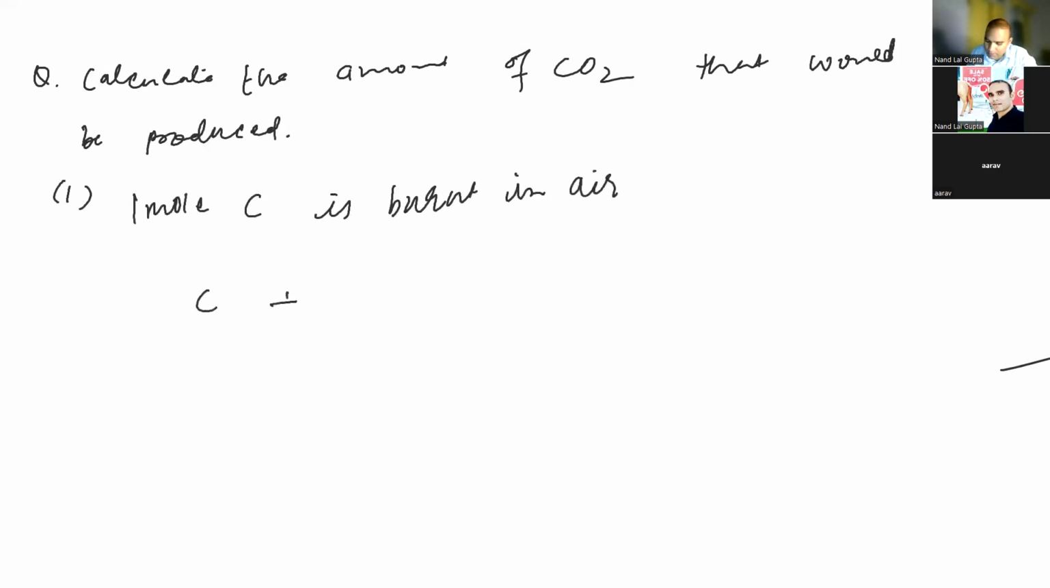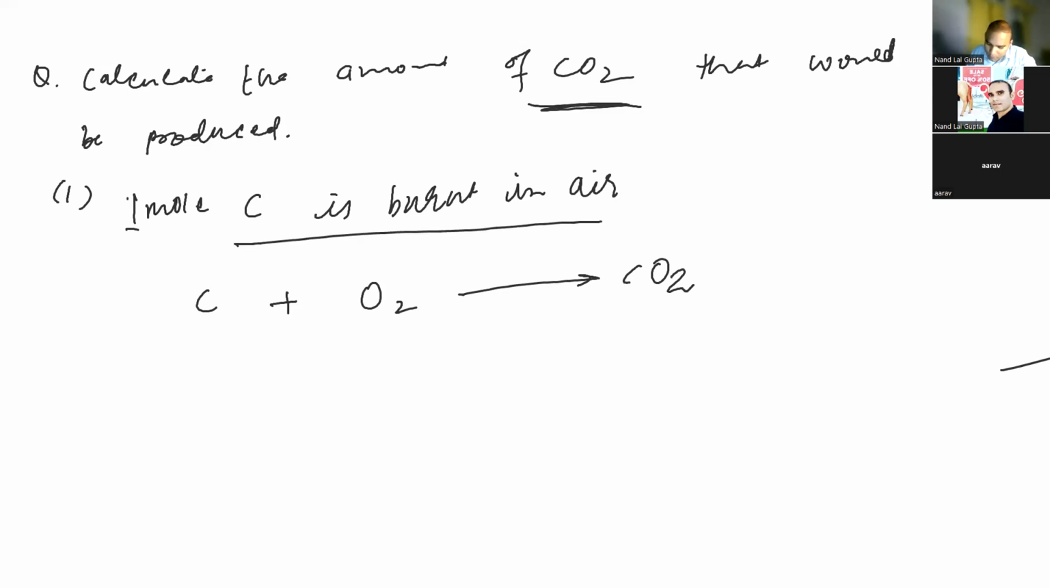So C plus O2 gives CO2, because they are saying calculate the amount of CO2 that would be produced. 1 mole of carbon is given. Now, first of all, step number one: number of moles. Number of moles is given as 1, that is 1 mole of carbon.